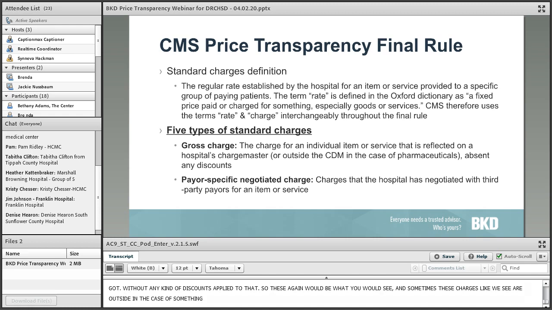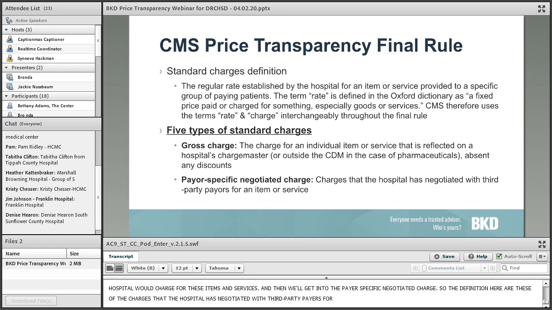So these, again, would be what you would see in your CDM, or sometimes these charges, like we see here in the parentheses, would sit outside of the CDM in the case of something like pharmacy, maybe some drugs, some room rates. Sometimes we see those outside of the charge master, but this is really what the hospital would charge for these items and services, kind of that base price.